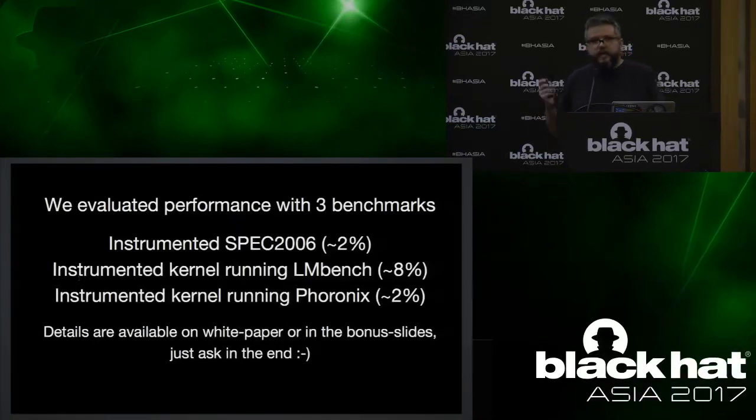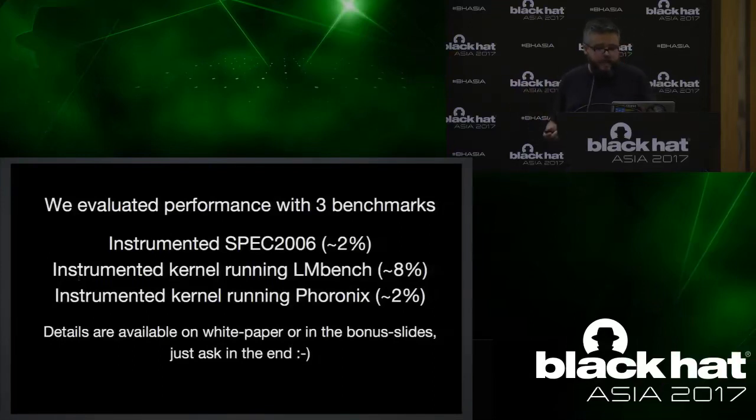So something else we did was compile the kernel with the protections, and then we executed LMbench on top of this kernel. LMbench is a micro benchmark, so it is expected that it will have very large overheads. What it does is basically run a syscall or a TCP functionality or something very simple from the kernel. And we have seen an average of 8% overhead on it.